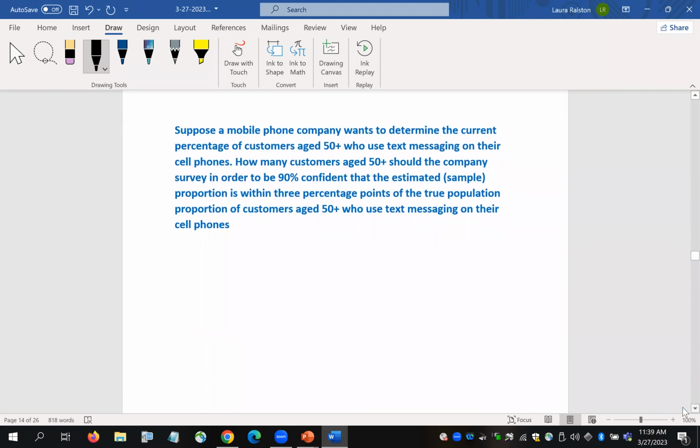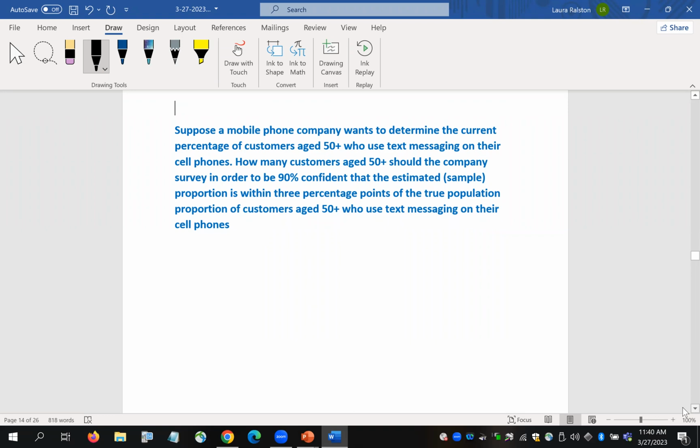It says, suppose a mobile phone company wants to determine the current percentage of customers aged 50 plus who use text messaging on their cell phones. How many customers aged 50 or older should the company survey in order to be 90% confident that the estimated sample proportion is within 3 percentage points of the true population proportion of customers aged 50 plus who use text messaging on their cell phone?